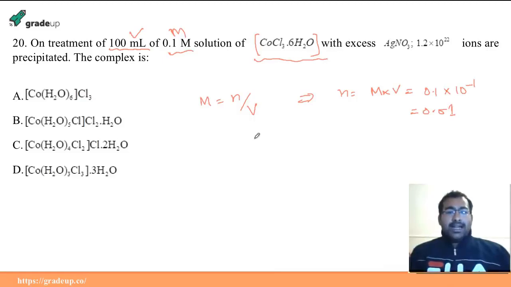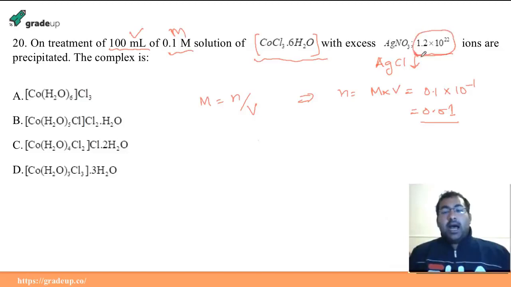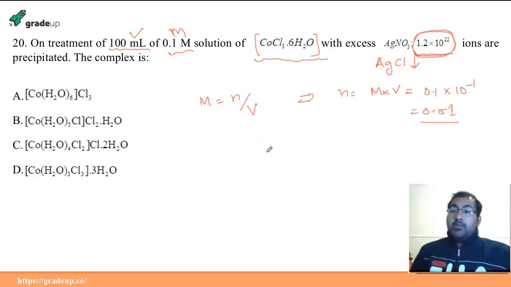And now it tells that these 0.01 moles are treated with excess AgNO3. Now 1.2 into 10 to the power 22 ions are precipitated. Which will be those ions? So Ag will take Cl and precipitate. Ag takes a Cl and precipitates. How many ions are going to be precipitated? 1.2 into 10 to the power 22.